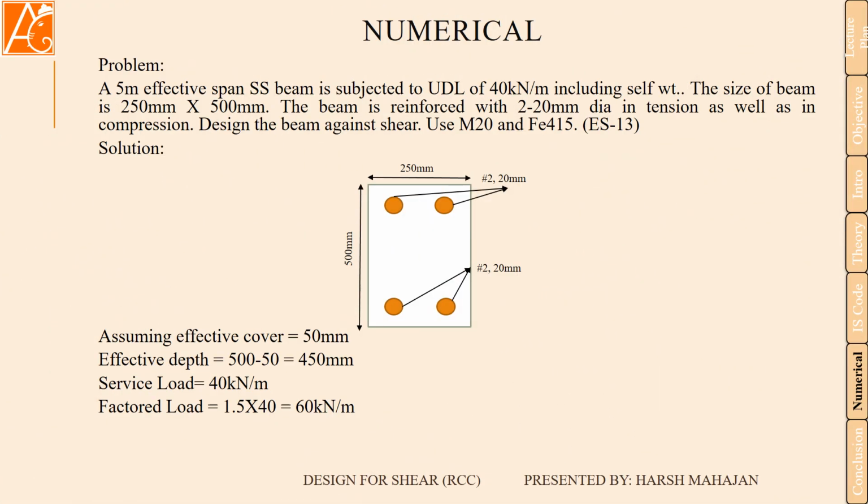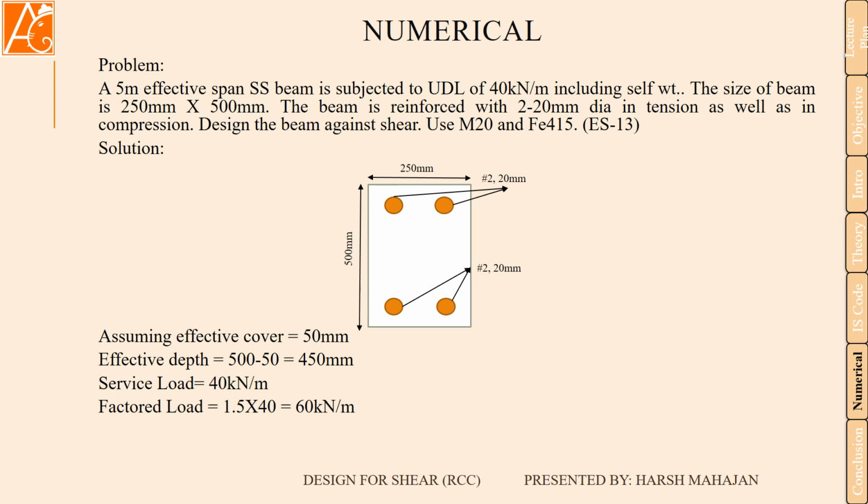So let us focus on one numerical here. This numerical is from the Engineering Services Examination. A 5 meter effective span simply supported beam is subjected to a uniformly distributed load of 40 kN per meter including self weight. The size of the beam is 250 mm by 500 mm.